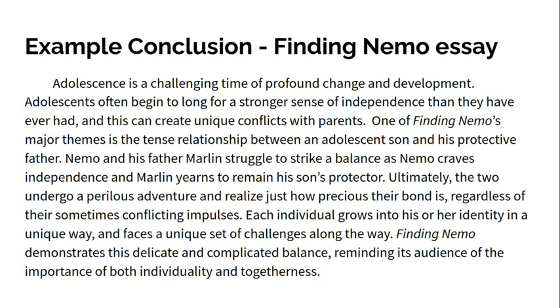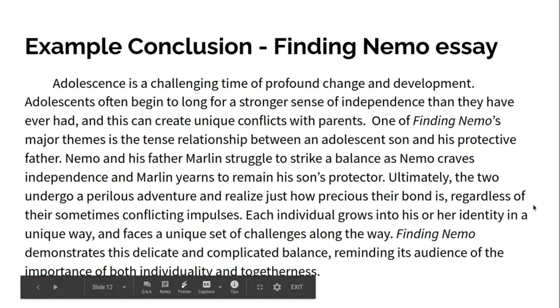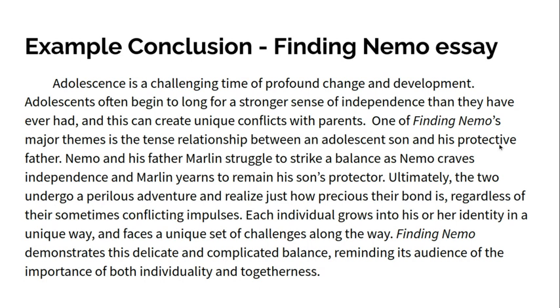So here's an idea. Adolescence is a challenging time of profound change and development. Adolescents often begin to long for a stronger sense of independence than they have ever had, and this can create unique conflicts with parents. One of Finding Nemo's major themes is the tense relationship between an adolescent son and his protective father. So this whole part up here is restating the thesis, but in a little different way than how it has been stated originally in the introduction.